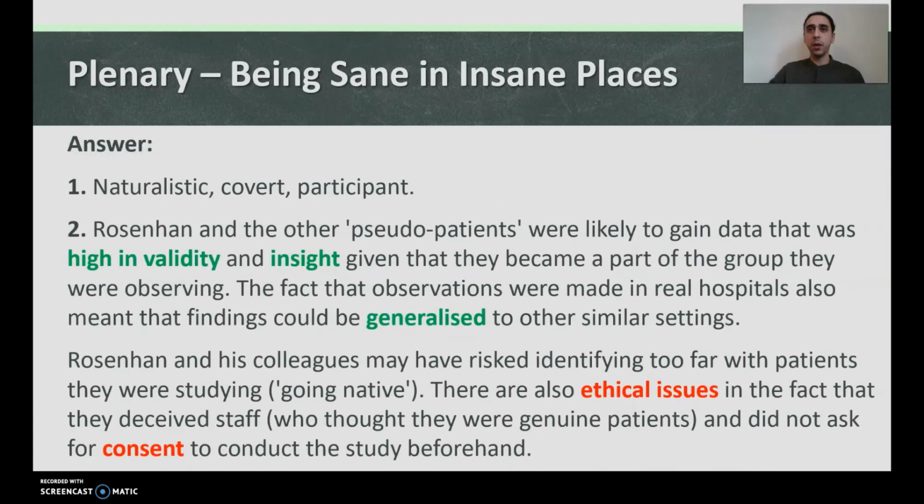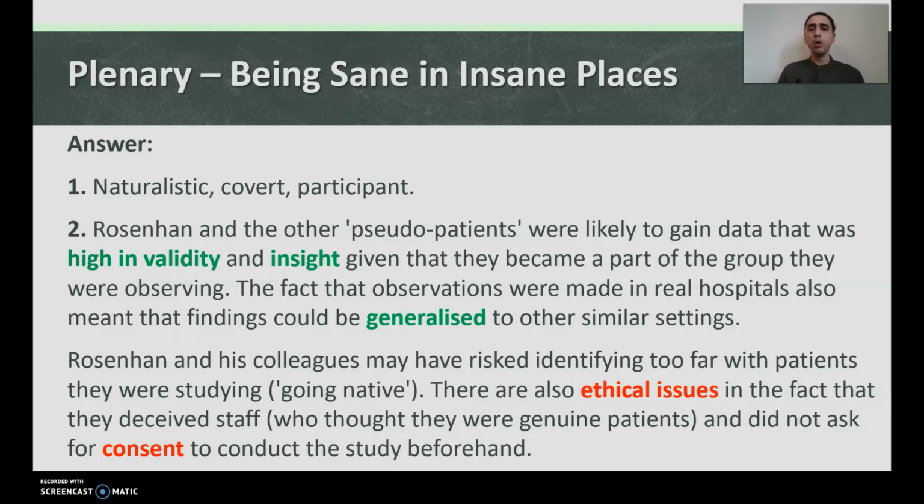So it was a naturalistic observation, as we discussed before. Covert, because it was undercover, because the participants didn't know, the staff didn't know, and it was participant. They were pretending to be one of the participants. Rosenhan and the other pseudo-patients were likely to gain data that was high in validity and insight, given that they became part of the group they were observing. Okay, they became one of the service users, one of the individuals with mental health problems. The fact that observations were made in real hospitals also meant that the findings could be generalized to other similar settings. These are strengths, these are all good things, right? These are all good things of the observation.